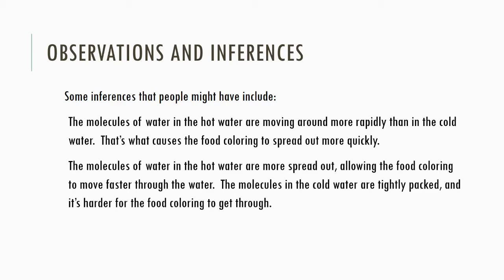Okay, so we have two separate observations and inferences that are made to explain why the food coloring moves faster through the hot water than it does in the cold water. Now, in reality, with these two inferences, one of them actually ends up being correct while the other one isn't. So take a second, based on your level of knowledge, and think about why you might think it's true.